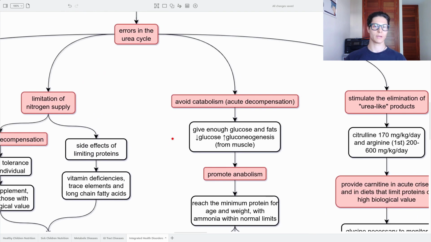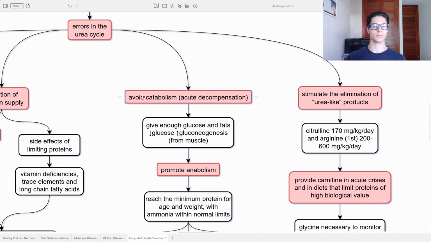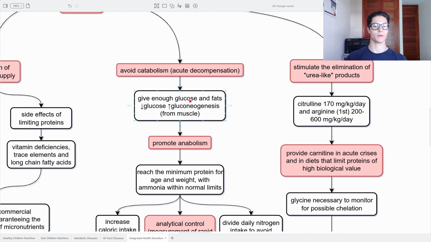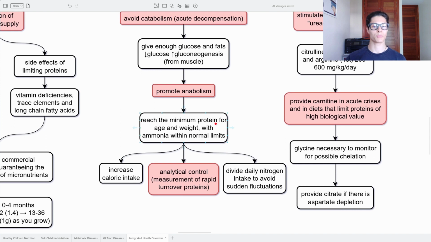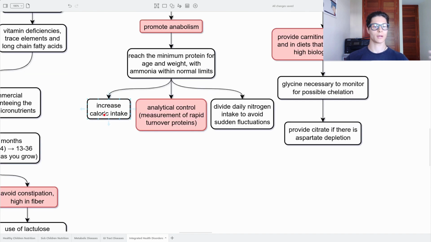So we saw that we need to maintain proteins for a good anabolism, but we also must avoid catabolism and acute decompensation. We have to give enough glucose and fats, because lower glucose will lead to higher gluconeogenesis. From where? From proteins, from the muscle. So we must promote anabolism. We have to reach the minimum protein for the age and weight, with ammonia within the normal limits. Here, we have to increase the caloric intake.